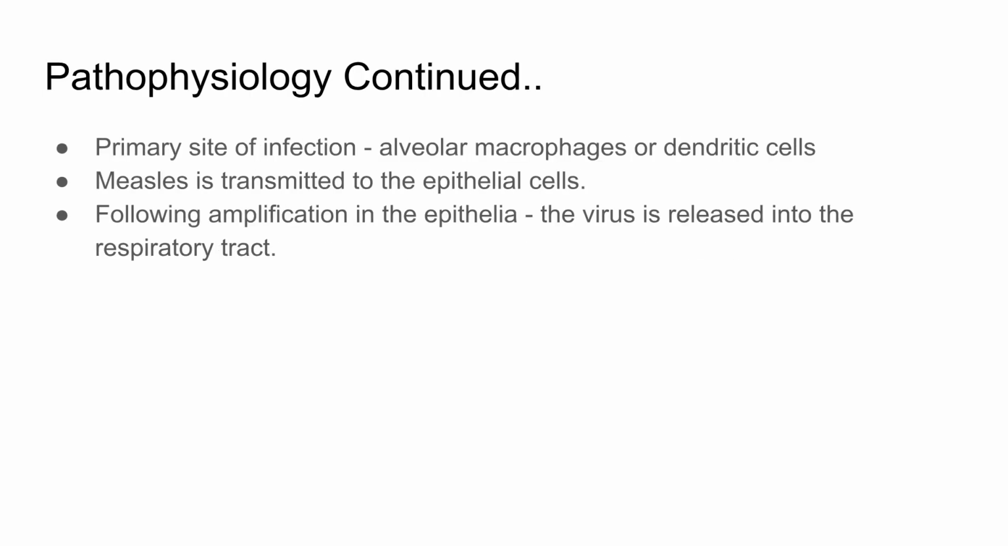So this is another slide talking about the pathophysiology, and we're just going to continue that. So the primary site of infection would be the alveolar macrophages or dendritic cells. Measles is transmitted to the epithelial cells, and following amplification in the epithelia, the virus is then released into the respiratory tract.